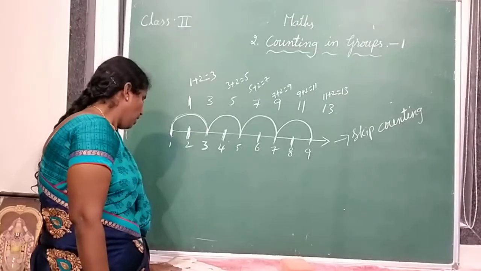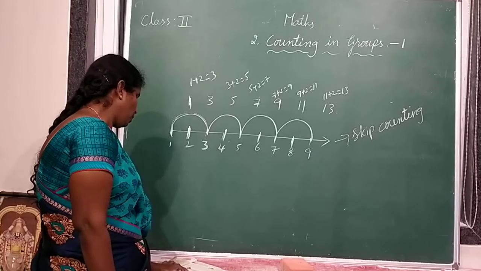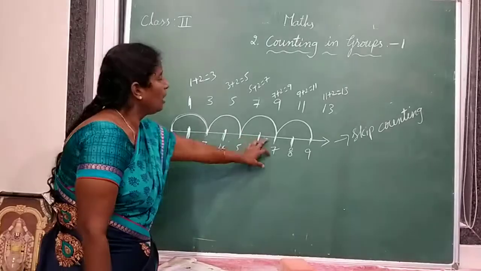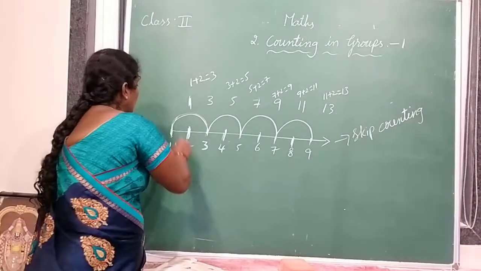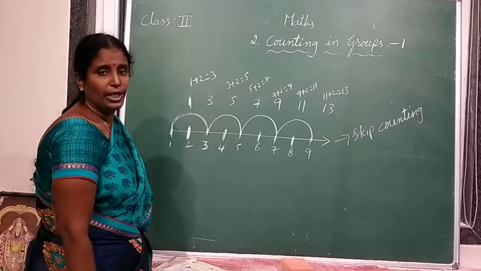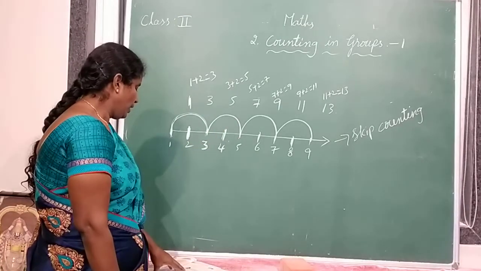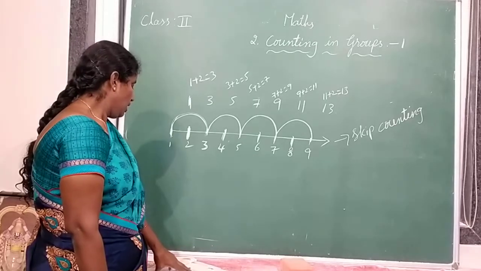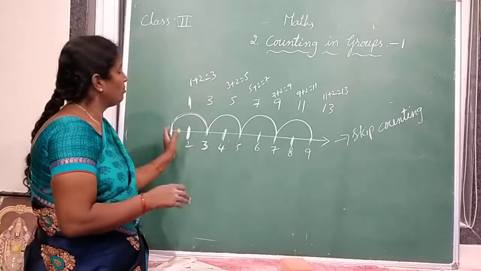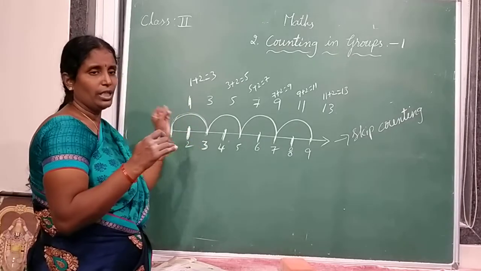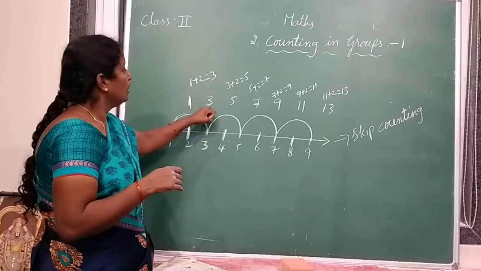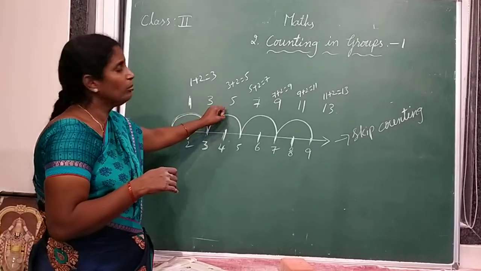Once see here, counting in twos means skipping one number while counting. Here all these are numbers now. So I am skipping one. So it is nothing but skip counting. Understood? Counting in twos means skipping one number while counting. While counting the numbers I am skipping one number. 1. After that 2, skipped that number. So I took 3. Next, after 3 comes 4. Skipped that number. 5.